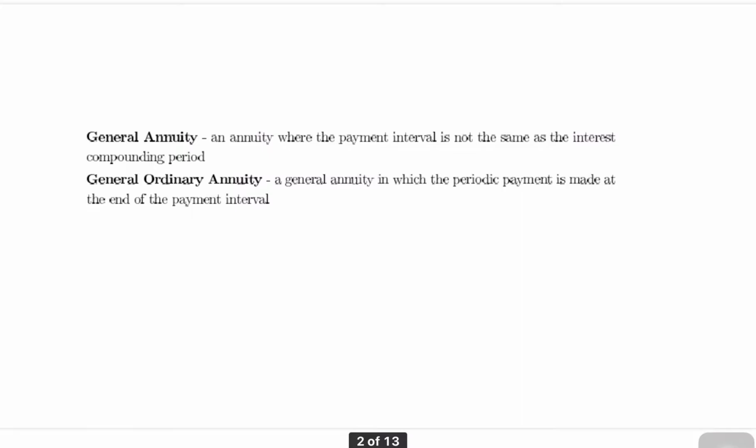Okay, good morning. So now let's go to general annuity. When we say general annuity, it is an annuity where the payment interval is not the same as the interest or compounded period. For example, this is in years and this is in months, or this is in months and this is in years, okay?